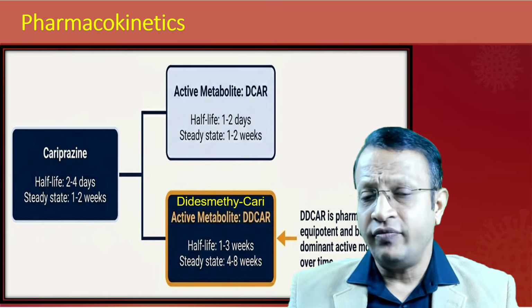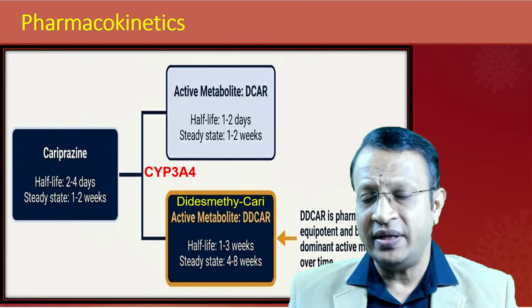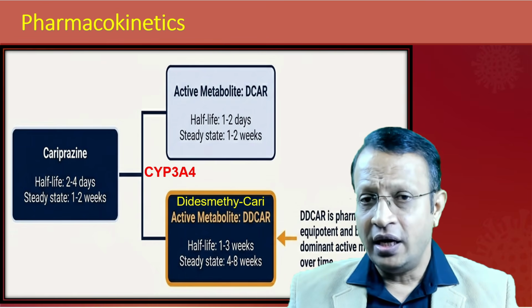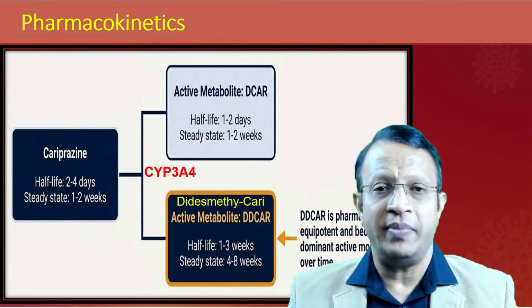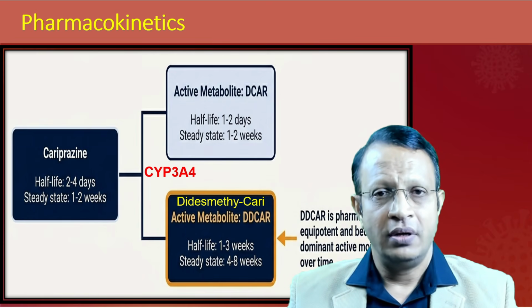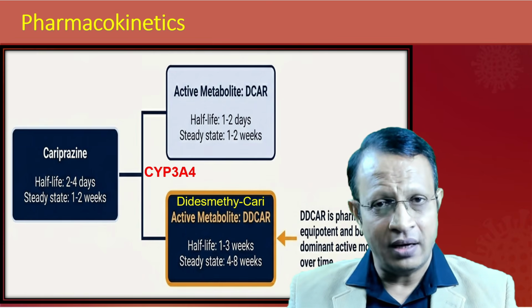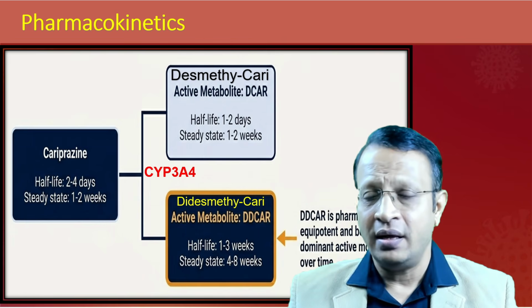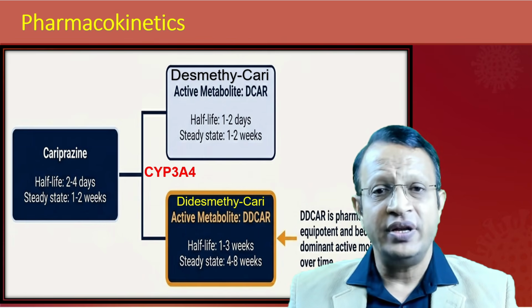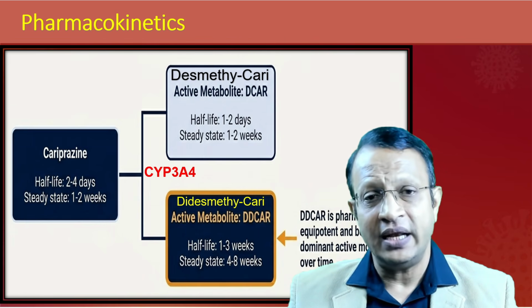But unfortunately, once cariprazine is taken, there is the CYP3A4 isoenzyme in the liver. It divides into two metabolites, and they are active metabolites. One is the active metabolite DCAR, which is called desmethyl cariprazine. Another one is didesmethyl cariprazine, DDCAR.